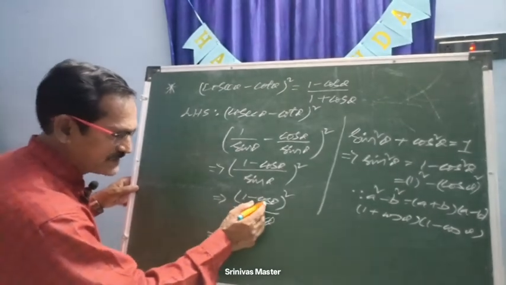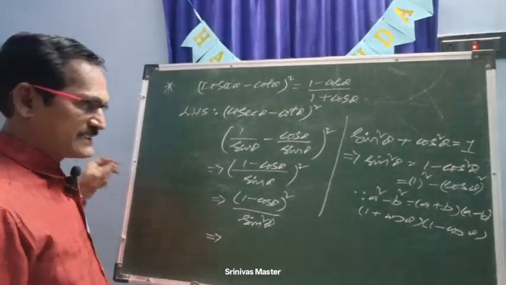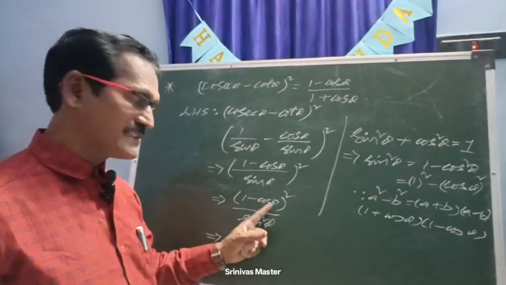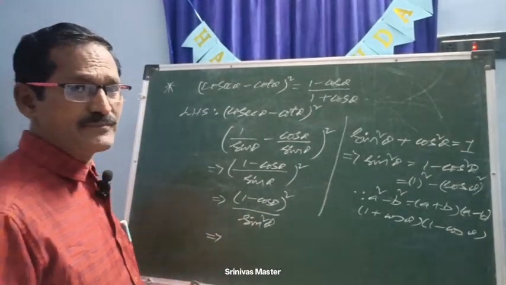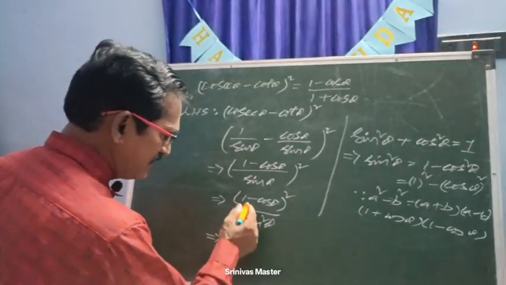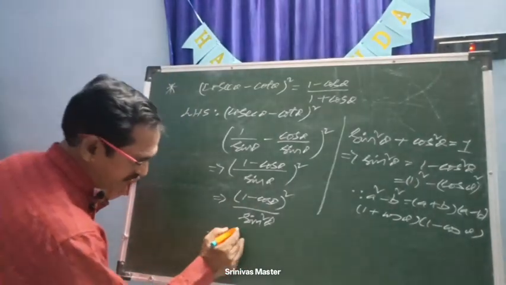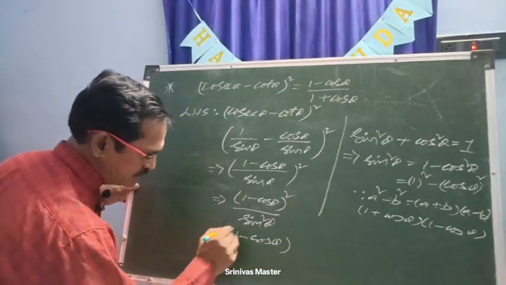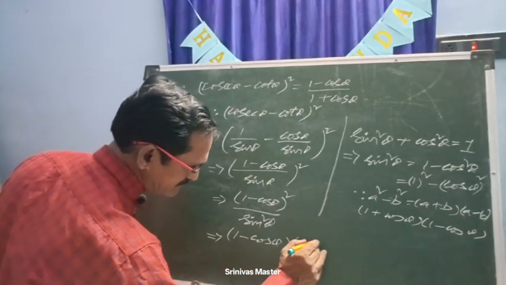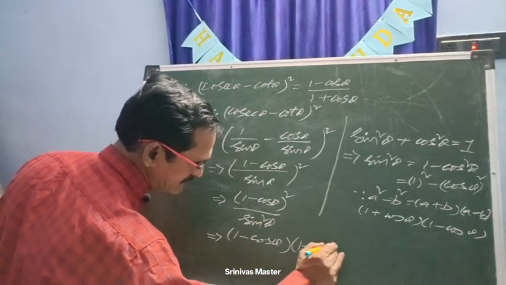So this is 1 minus cos theta whole square as usual. Just like if you think that 1 minus cos theta is x, then x square is x into x. So 1 minus cos theta whole square we can write as 1 minus cos theta into 1 minus cos theta. Right, children?